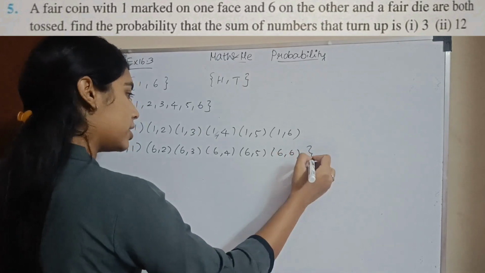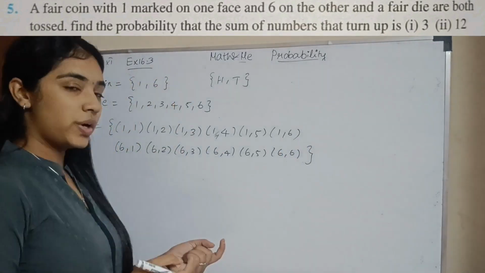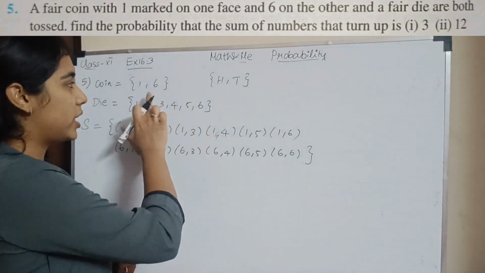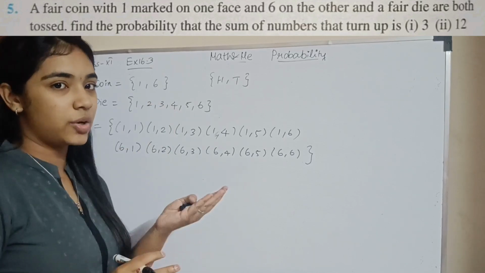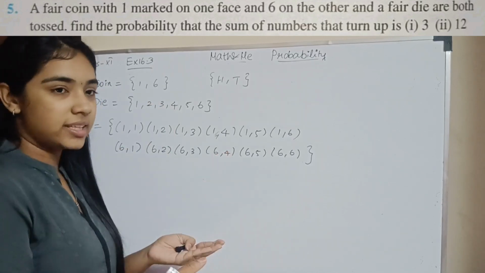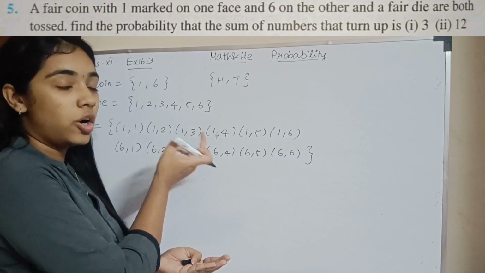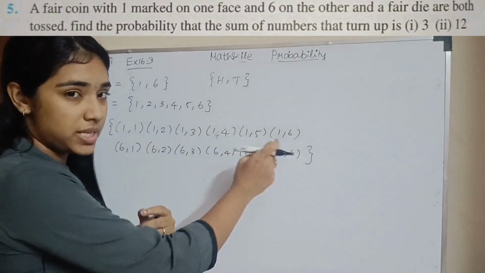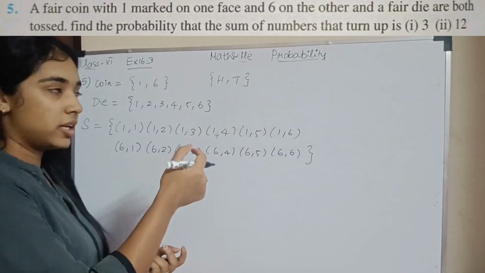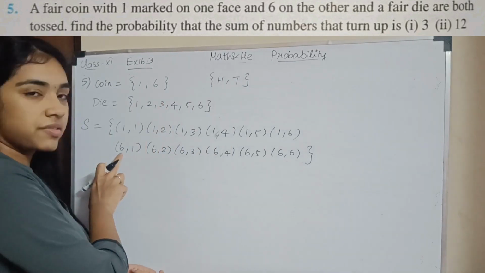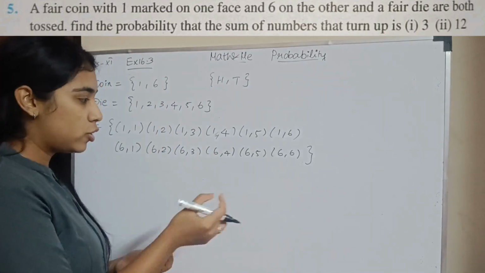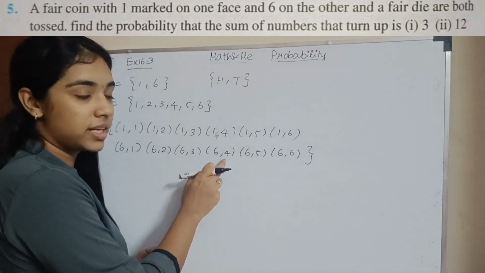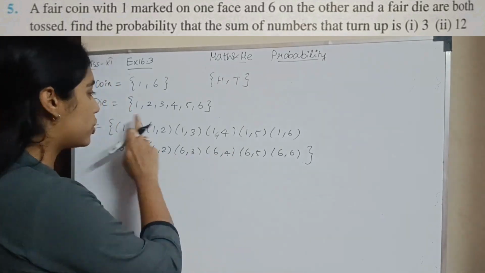Do you understand? You flip a coin, you either get head or tail. In this case you get 1 or 6. So for example, if you get 1, if you roll a die, you can get the number 3. So that is 1, 3. Or you can get the number 6. So that will be 1, 6. So similarly, when you toss a coin, you get number 6. Then when you roll a die, you can get the number 4. So what will that be? 6, 4. So like this you have so many.